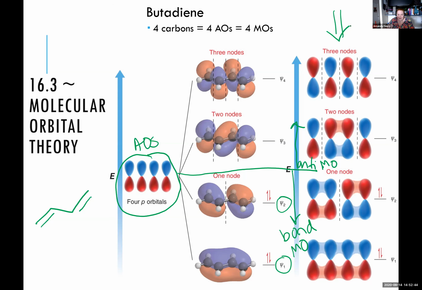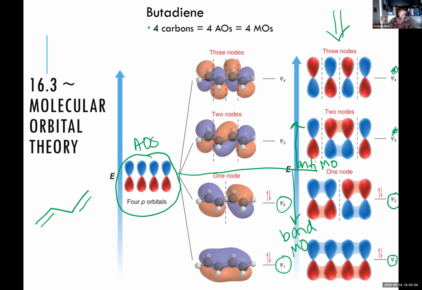So we have our 4 electrons in there. 2 of the electrons are in MO1 and 2 of the electrons are in MO2. We know that 1 and 2 are bonding. 3 and 4 are anti-bonding, so I'm giving them little stars.